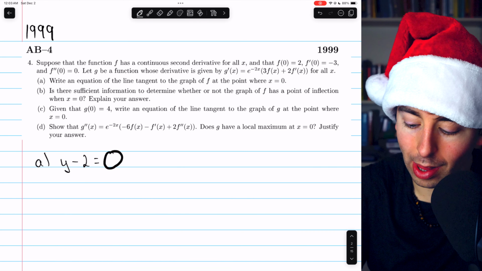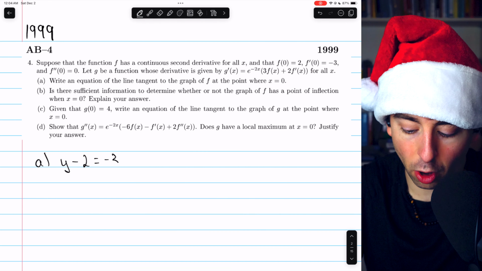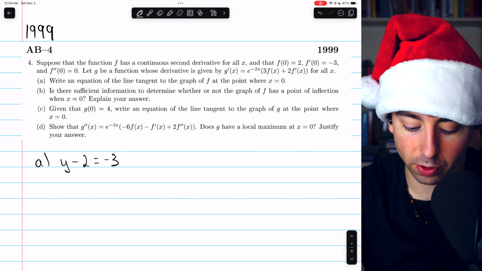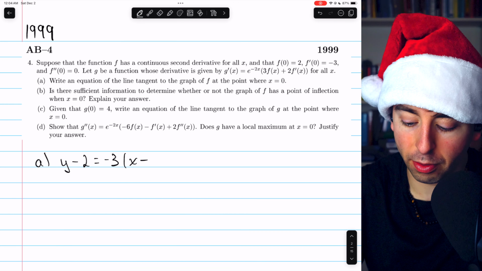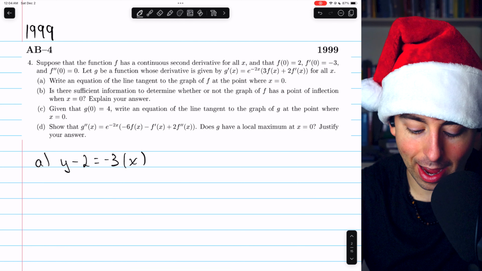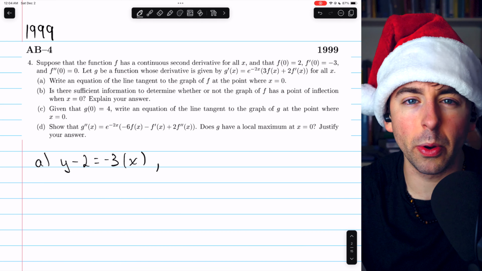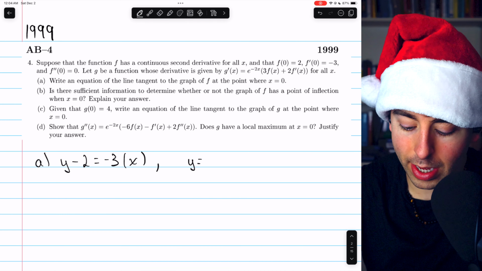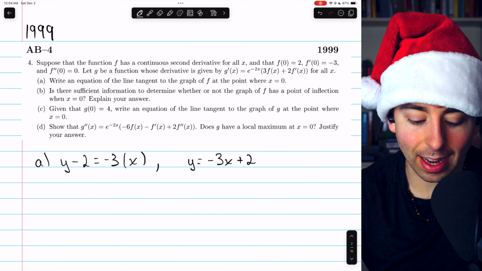What's the slope? Well, f prime of 0 is given to us. It's negative 3. That's the slope of the tangent line at x equals 0 on this function. So the slope is negative 3, and then x, of course, minus the x-coordinate, which is 0, and we don't even have to write that. So if we want to put this into slope-intercept form, which we don't have to do, but this is a really simple line, so perhaps we might as well, we get y equals negative 3x plus 2. So that is our tangent line.